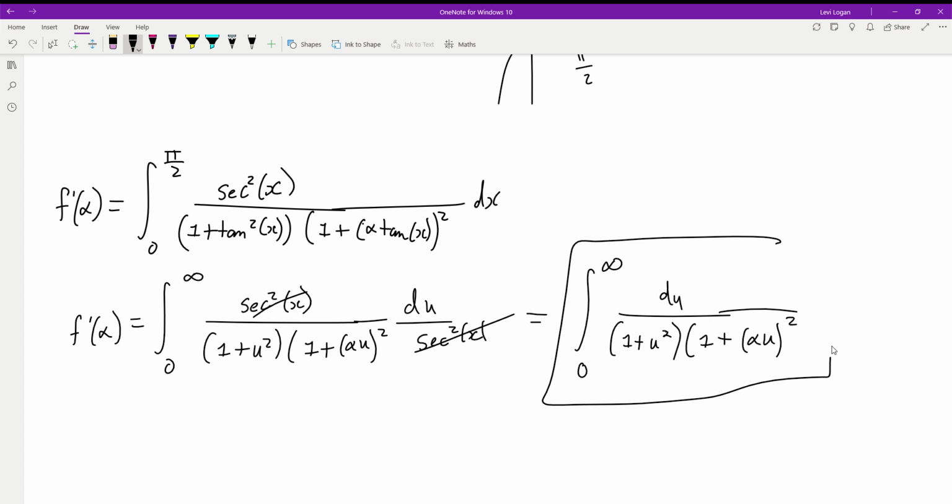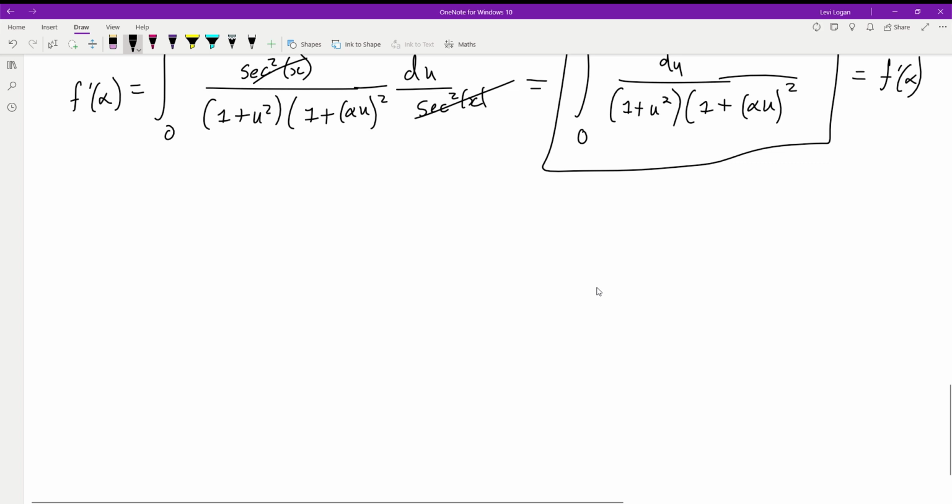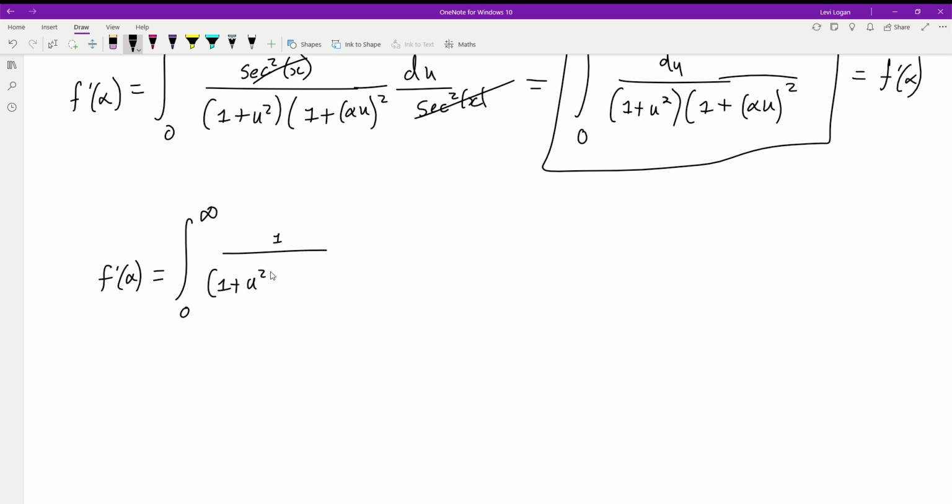Right, now we've got this. So we've done a lot of manipulation, and this is definitely a very hard integral, definitely not beginner's level, but we're breaking it down, aren't we? So f dash of alpha is the integral from 0 to infinity of 1 over 1 plus u squared on 1 plus alpha u all squared du.